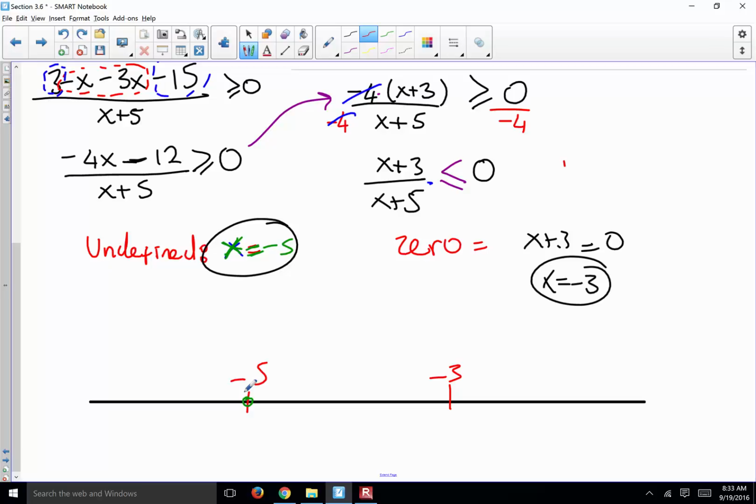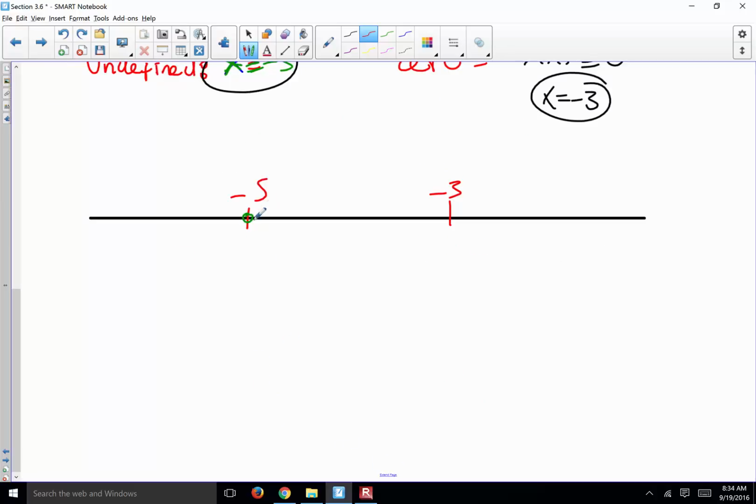Why do you think I'm putting a hole there, not on this one? Because this one is in the domain of my function. You're allowed to enter this into the function, but -5 you are not allowed to enter into the function. It's not in the domain. It makes your function undefined. So in your solution, you should never ever include this value in your interval, because it makes your function sick.